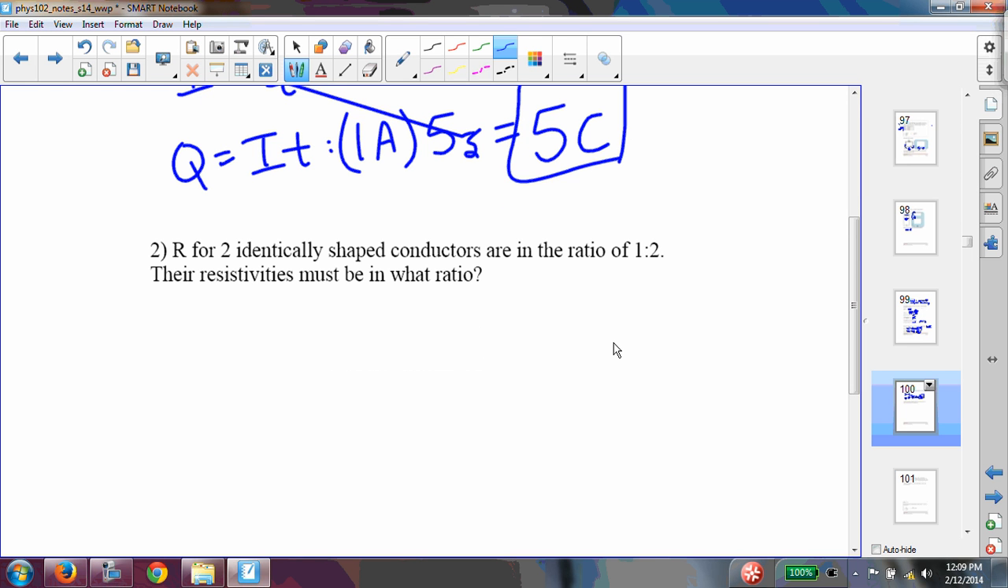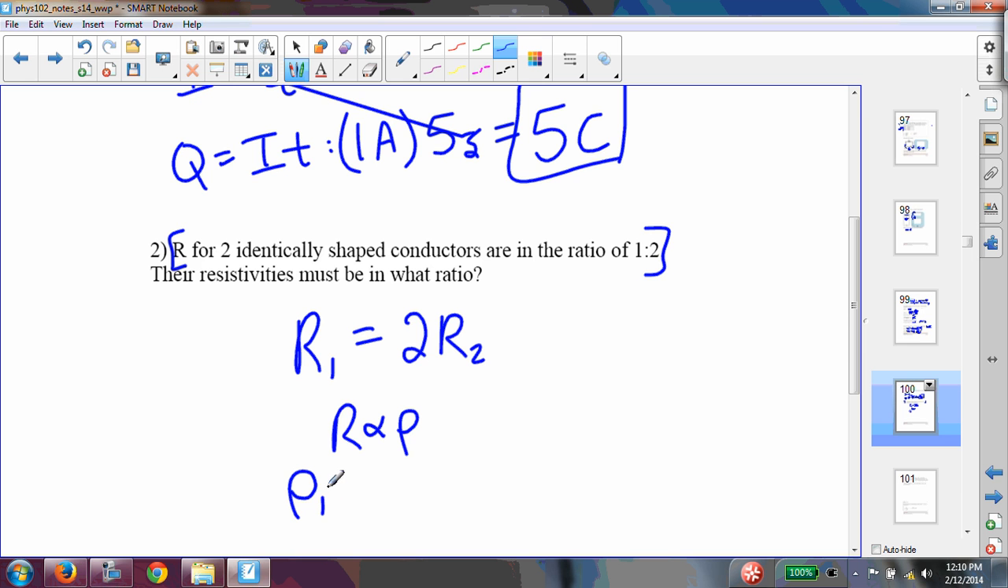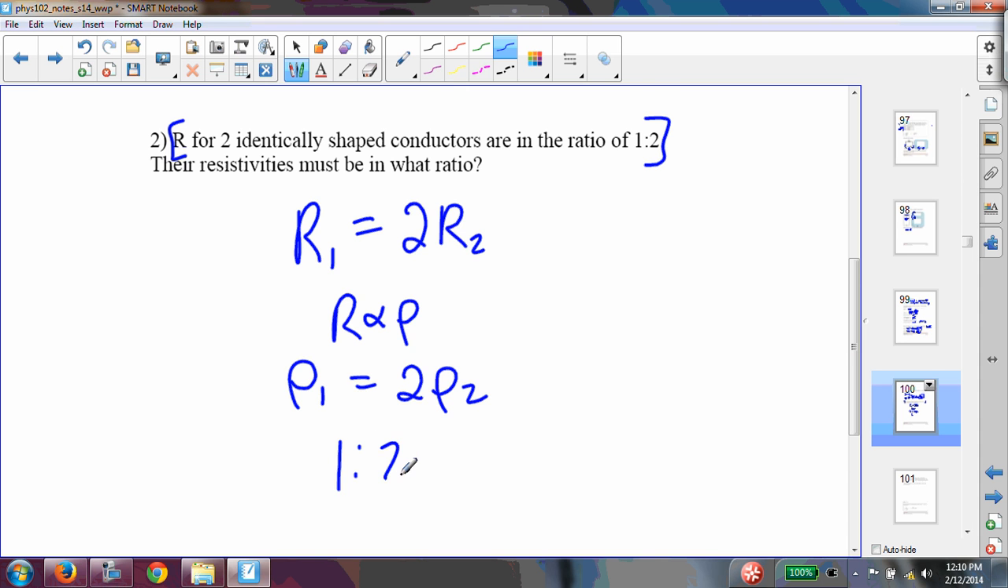The resistance R for two identically shaped conductors is in a ratio of 1 to 2. What ratio must their resistivities be? Well, first of all, let's write this expression. That is to say that R1 is equal to 2 times R2. I have this 1 to 2 relationship. And since I know that R is proportional to rho, then I would say that rho 1 has to equal twice that of rho 2. So the answer here is 1 to 2.